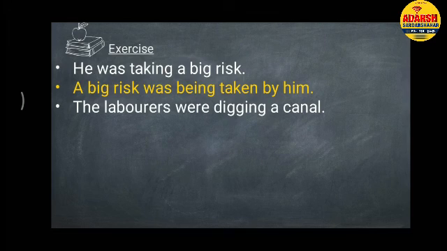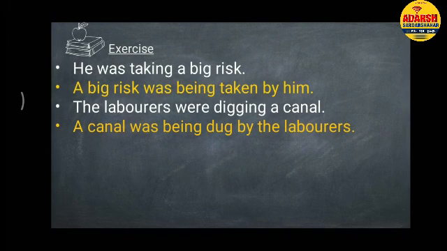So we put a canal in the place of our subject, and our subject, the laborers, in the place of our object, and we're going to use the third form of digging also. And as a helping verb we are going to use was being. Okay, so let's see its passive, which is: a canal was being dug by the laborers. Here we put a canal, which is our object, in the place of our subject, and our subject, the laborers, in the place of our object. And also we put by before our subject. Here you can see by the laborers, right? And we used the verb's third form also, which is dug, because in passive we always use the past participle.